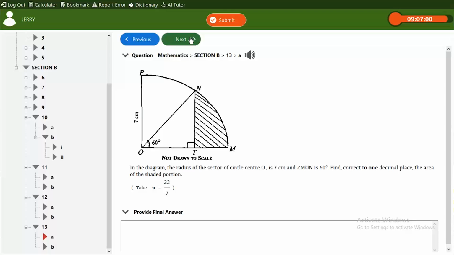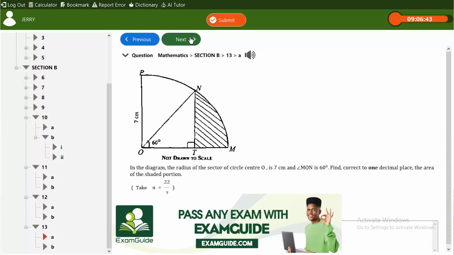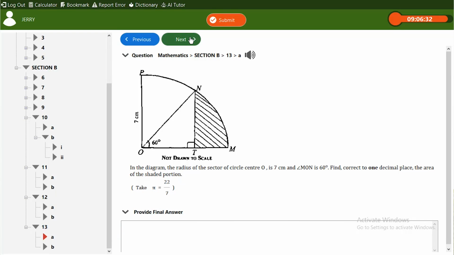Good. And you, what are you seeing in this diagram? There is a triangle in it. Yes, it's a clear triangle, meaning area of a sector minus area of a triangle. Now, how do we go about this? The radius of the sector was given, and if you watch very well, I'm seeing a point called OT and TN. These sides were not given.